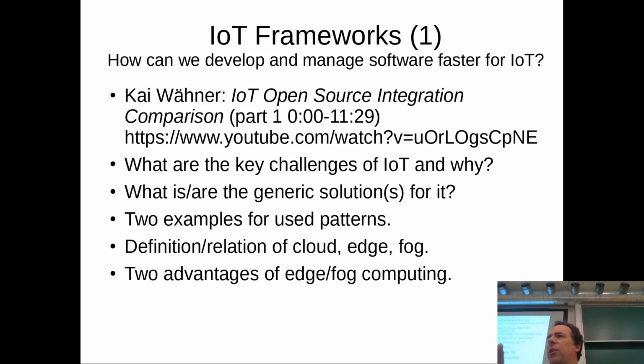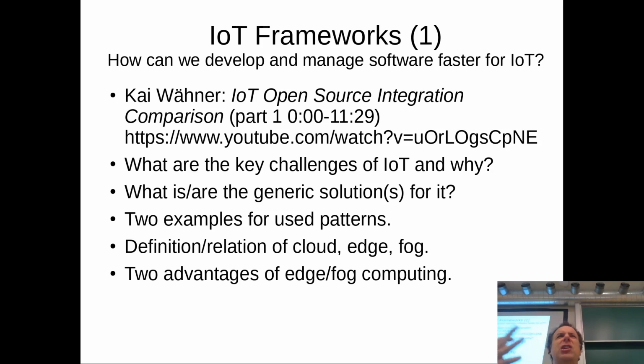So on your computer, open your text sheet and these points. In the beginning, I want you to find answers to the questions which are listed down here. We get a little bit of an introduction to IoT in general again, so it's a good repetition for you. The first 10 minutes is about that. And then we go to frameworks and integration. So what are the key challenges of Internet of Things and why? Make some keywords for that.